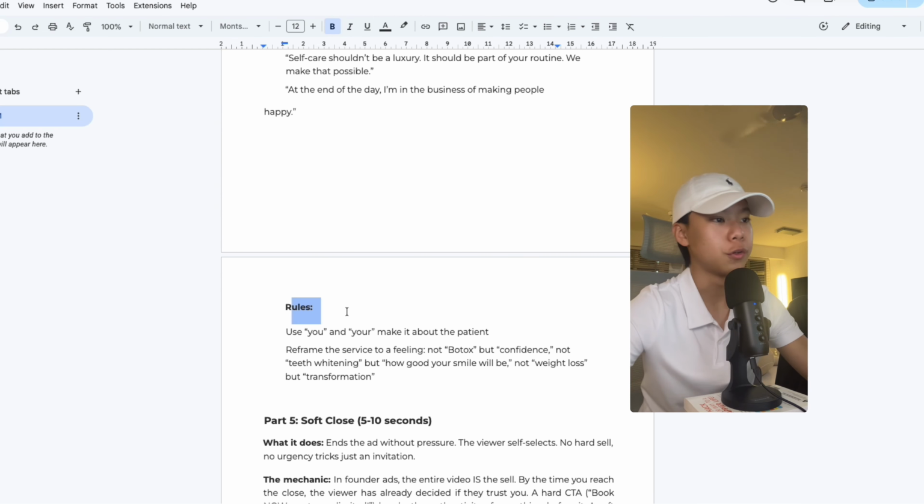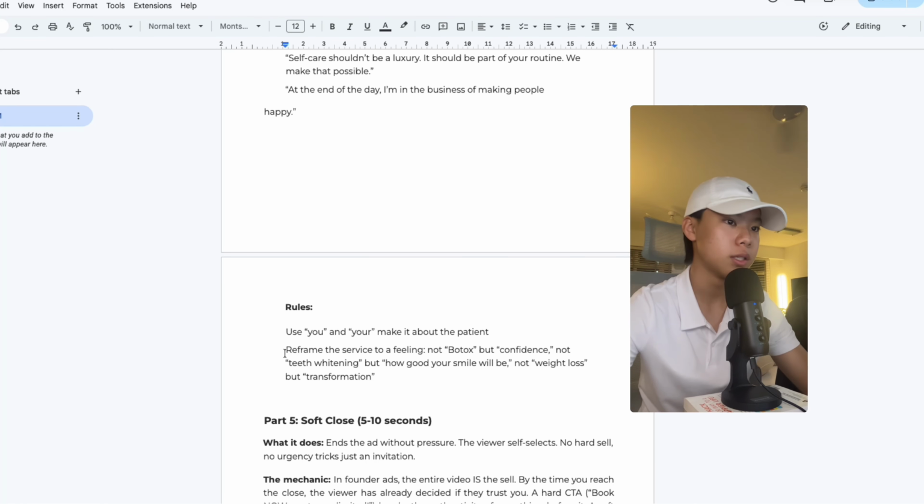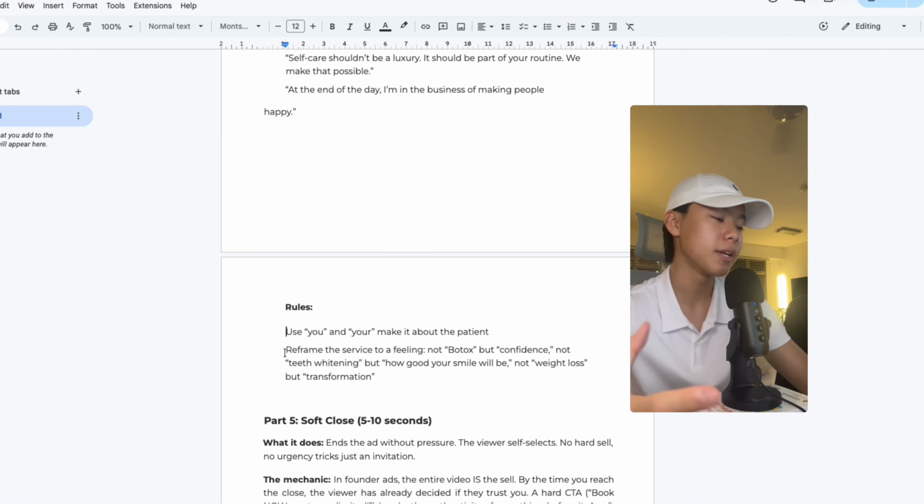Okay, so here are some rules for you to follow for part 4. Use you and your to make it about the patient and reframe the service to a feeling. So some examples: it should not be about Botox, but talk about confidence. Don't talk about teeth whitening, but talk about how good their smile would be. Don't talk about weight loss, but talk about how the transformation will make them feel.